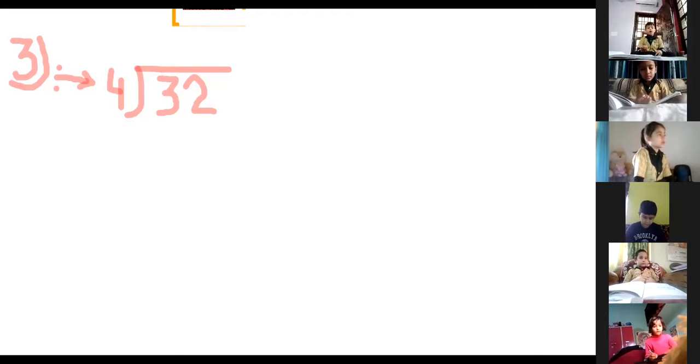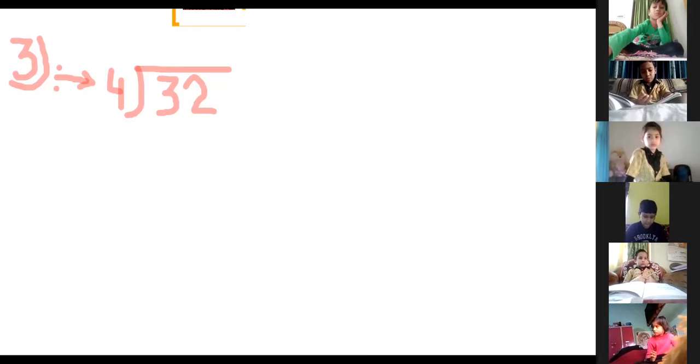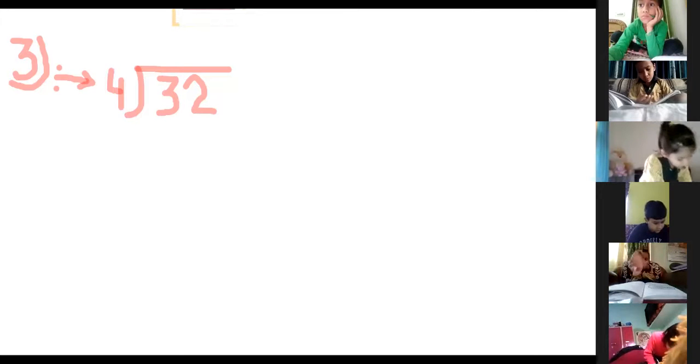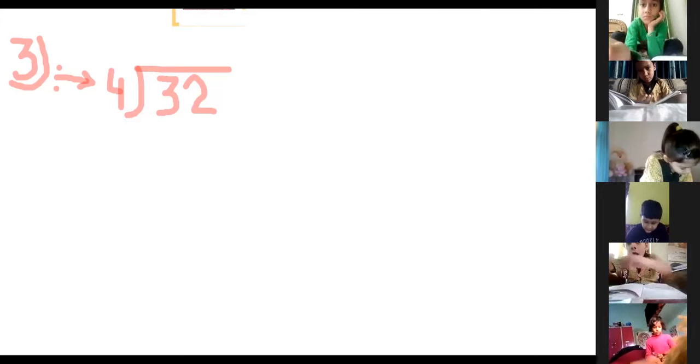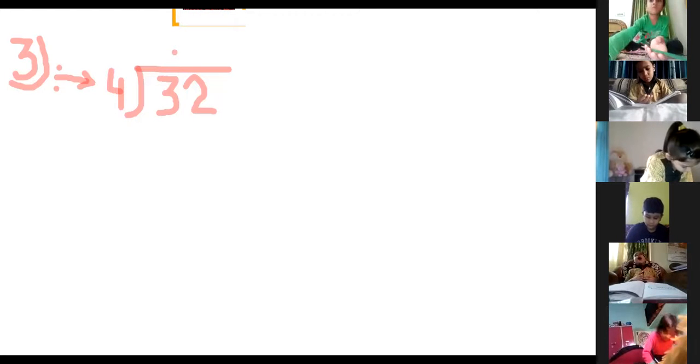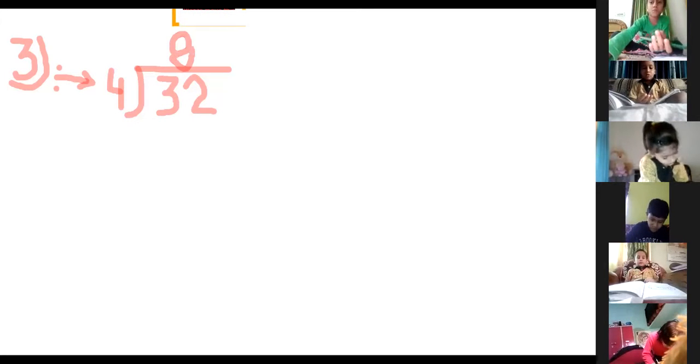4 ones are 4, 4 twos are 8, 4 threes are 12, 4 fours are 16, 4 fives are 20, 4 sixes are 24, 4 sevens are 28, 4 eights are 32. Now what is the answer? Ma'am, 8. 4 eights are 32.